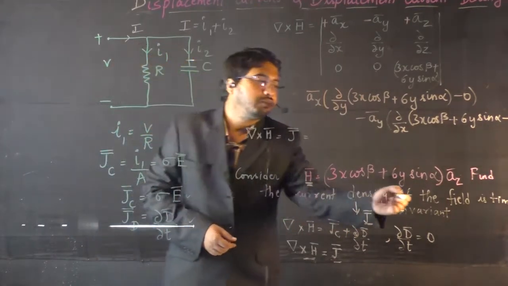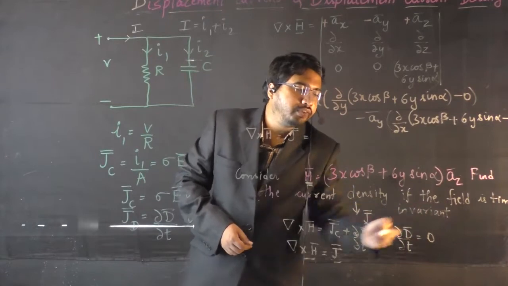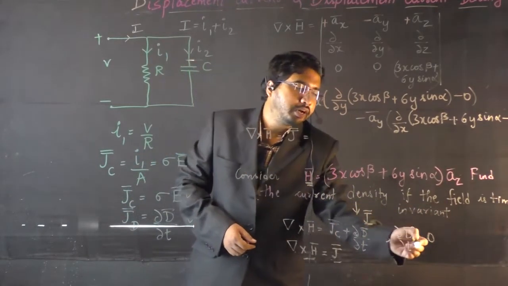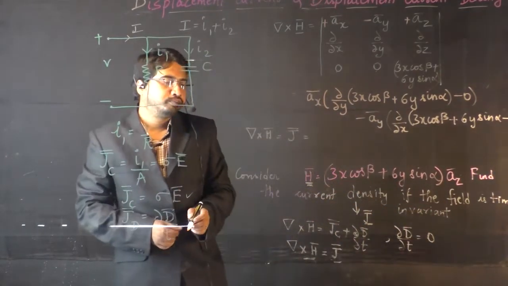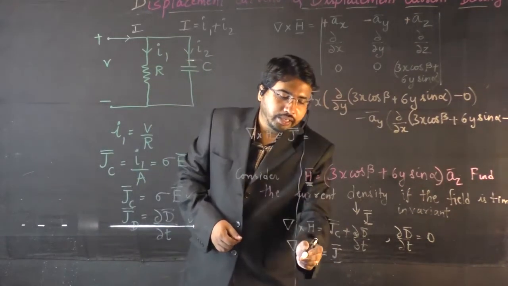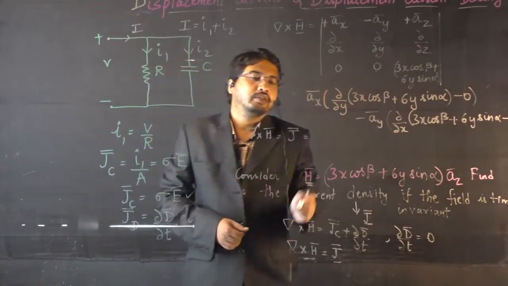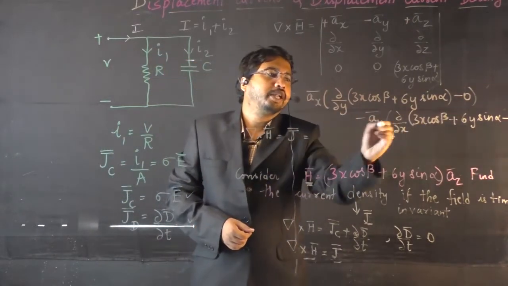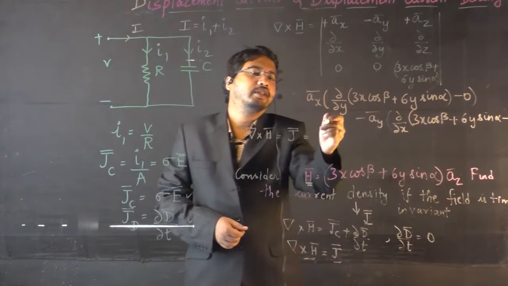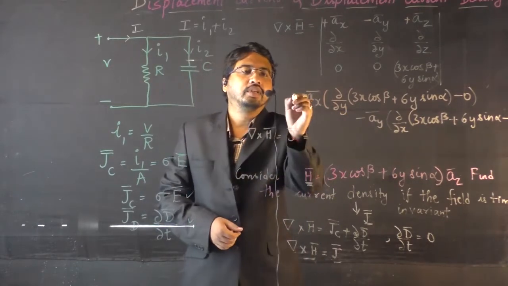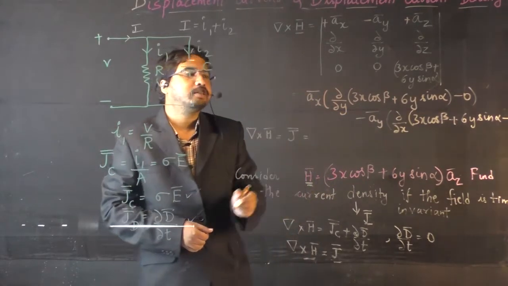Now as your field is a time invariant field, we can write ∂D̄/∂t equal to 0. So the equation becomes del cross H̄ is equal to J̄. Now your cross product we have already obtained. If you solve this value, we get the value of del cross H̄, which is nothing but equal to the current density J̄.